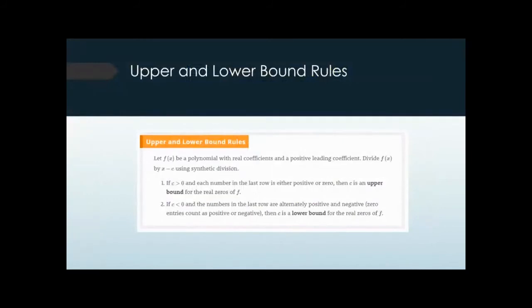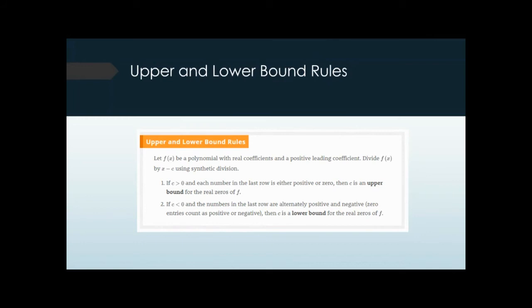Okay, next we have the upper and lower bound rules. So this is taking a look at when you do synthetic division and determining if you found the highest possible zero or not, or the lowest possible zero or not. So let's say you're dividing using synthetic division, and the number that you're using is positive, and then each number in the last row is either positive or 0, then that is the highest. It basically means there is no 0 higher than that.